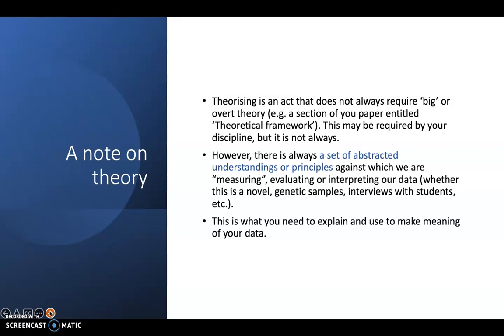Whatever your data is, whether you're working with novels, poetry, genetic samples, interviews with students, or survey data, how are you actually making meaning? You're making meaning against an established understanding of something that already exists. And in relation to your specific contextual study, this is going to be abstracted. And this is what you need to refer to in order to explain and make meaning out of your data. This is broadly speaking what we can call theory, although it will take different forms in different disciplines and in relation to different studies.